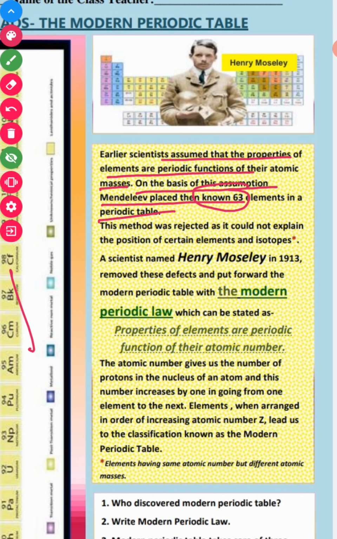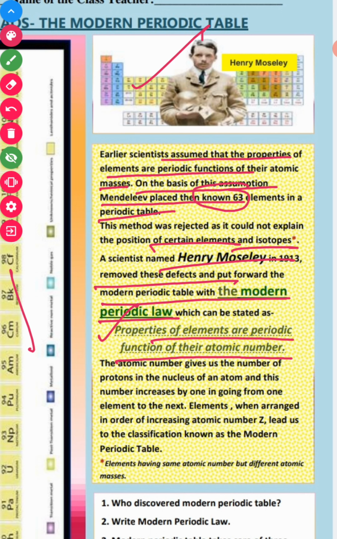So scientists assumed that the properties of elements are a periodic function of their atomic masses. This method was rejected as it could not explain the position of certain elements like hydrogen as well as the position of isotopes. So a scientist named Henry Moseley in 1913 removed all the defects and put forward the modern periodic table with the modern periodic law, which states that properties of elements are a periodic function of their atomic number. This is very important.